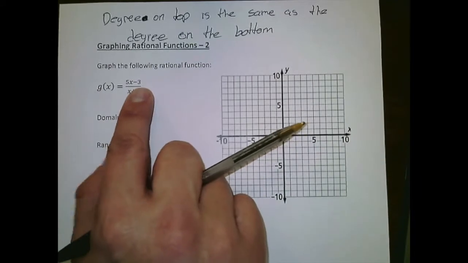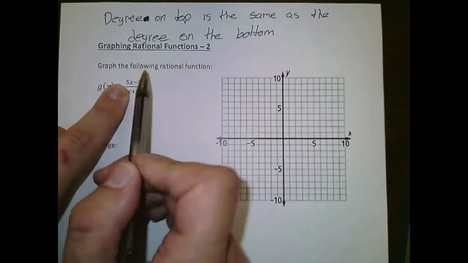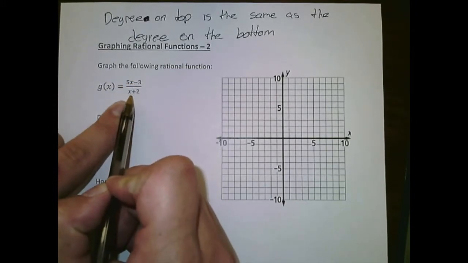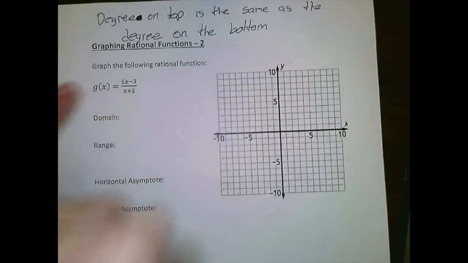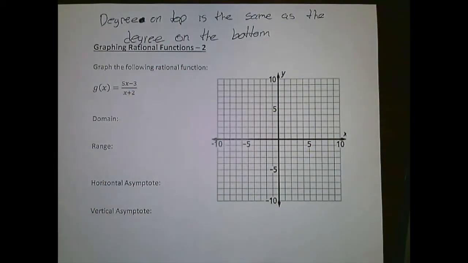So what I'm talking about there is you're looking for the highest power of x on the top. Well, the highest exponent on the x on top is 1. And then we check the bottom. So I have an x plus 2. The highest exponent would be x to the first. So the degree on the bottom is also 1. So when your degree on the top is the same as the degree on the bottom, I'm going to talk about what you do as far as graphing this rational function.